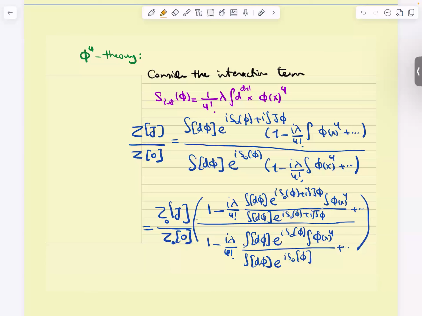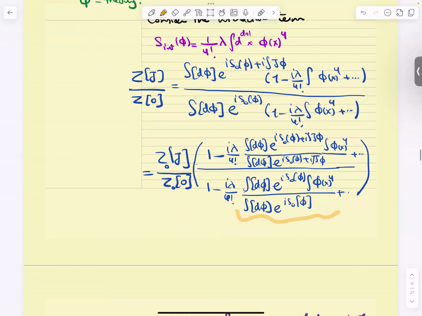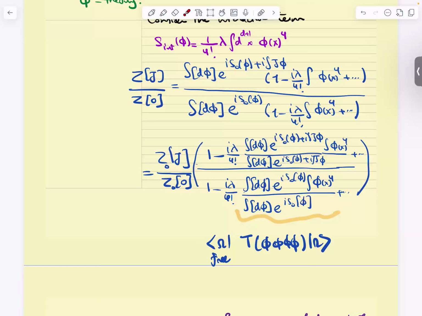You know all of these expressions, right? What is down here? What is this expression? You've seen this before. This is the free time ordered 4-point function, isn't it? Integrated. So we're using a knowledge of free theory. Here's the same thing with the J's in it.